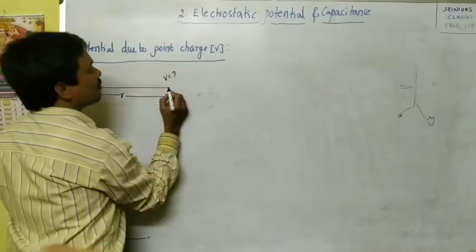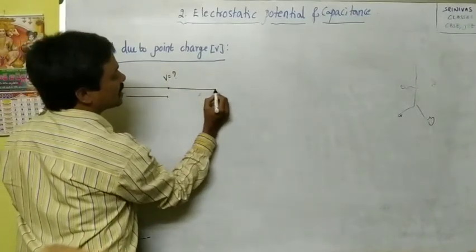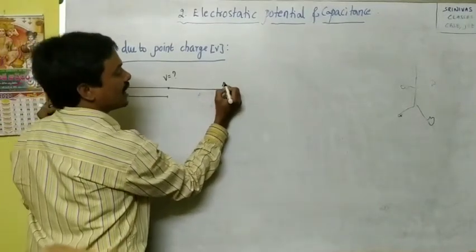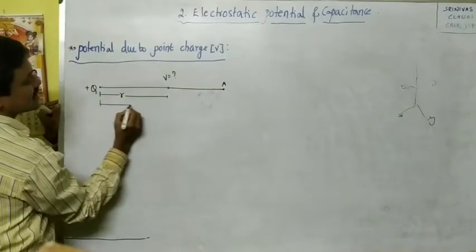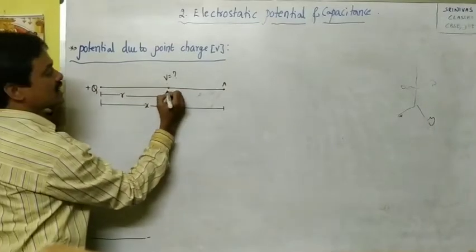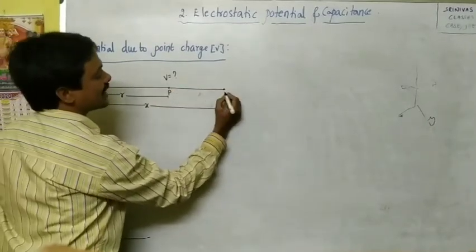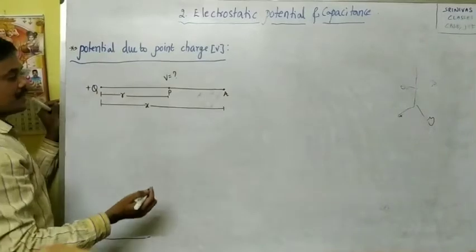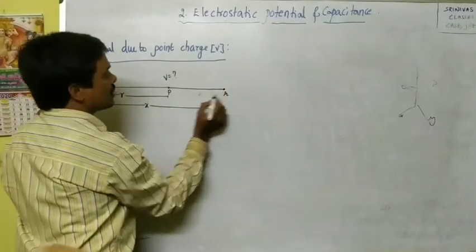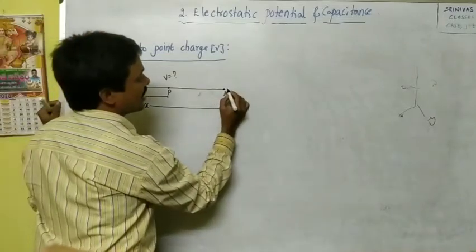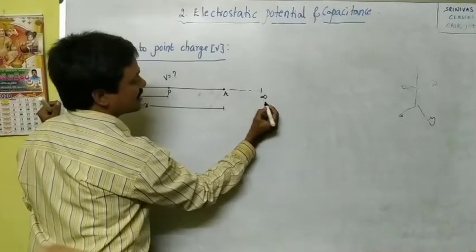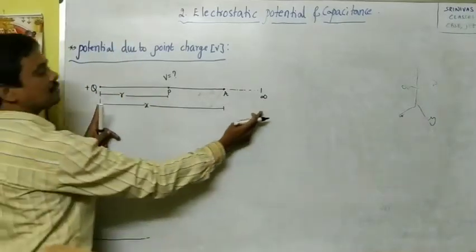And now for that, let us take this point A, which is at distance x. This point we will take as P, and this point I will take as A. Okay. At point A, the distance from the charge we can take as x. And this other point we will take at infinity. And this distance is infinite.